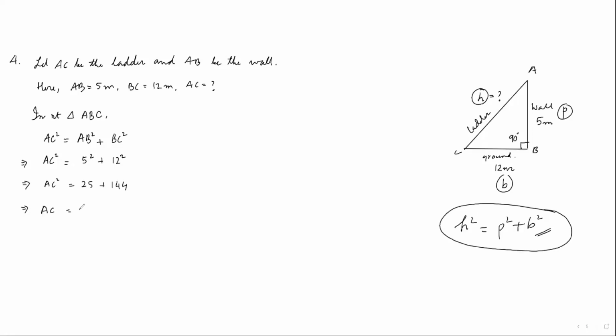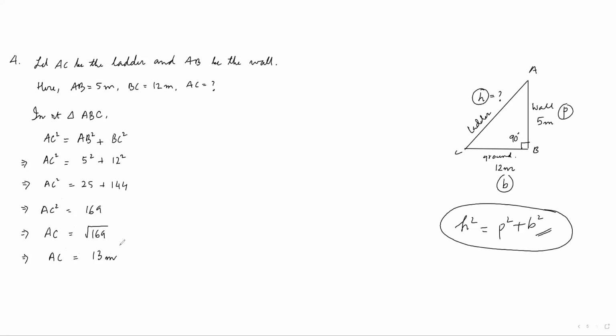25 plus 144, so AC square is equal to 169. Then the square root: AC is equal to root over 169. The square root of 169 is 13 meters. You should remember the square root of 169, or else you have to find it using the long division method, okay?